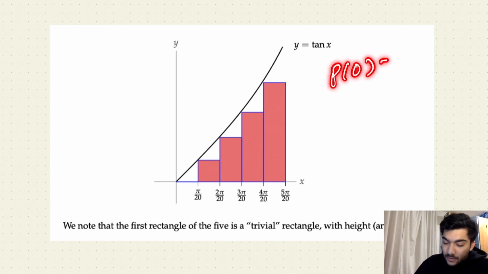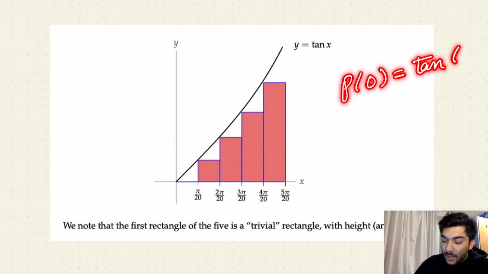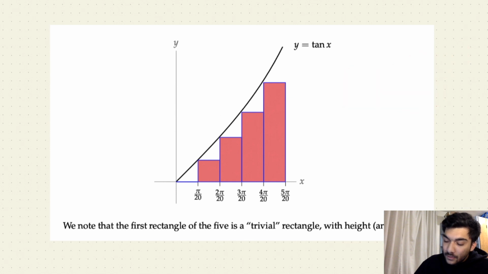Because if I calculate the height of my first rectangle, it would be f of 0, which would be tan of 0, which is 0. So that is why I have my first rectangle, but it is a trivial rectangle with height 0.